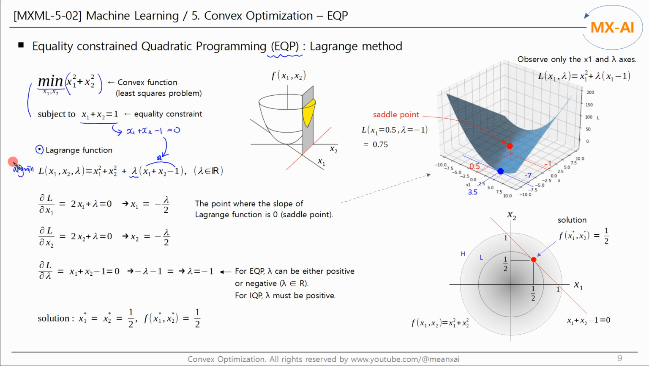Find argmin of this Lagrangian function with respect to x1, x2, and lambda. Differentiate the Lagrange function with respect to x1, x2, and lambda respectively, and find the point where the slope becomes 0. Then you will get the following results. The lambda is -1. In EQP problems, the lambda can be positive or negative. However, for the IQP problem, which we will cover later, the lambda must be greater than or equal to 0.